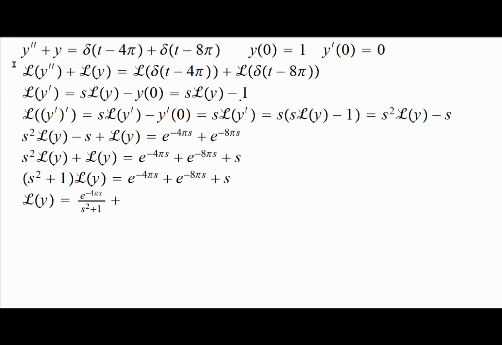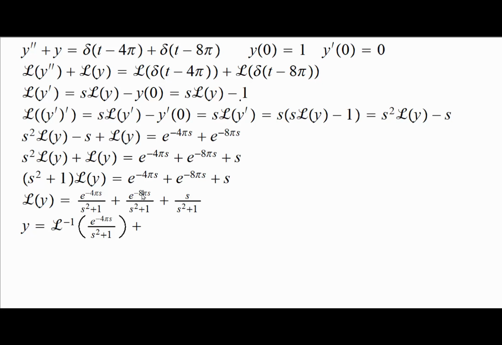So this is this here, and then we got e to the negative 4 pi s over s square plus 1, and then plus s over s square plus 1. Okay, so my y will be the inverse Laplace of this function here, and then plus we have, what did I do?